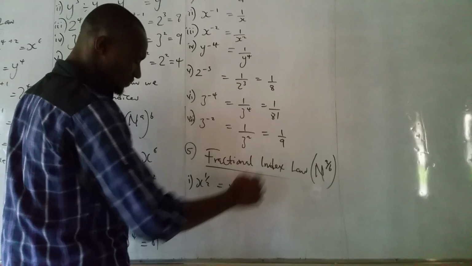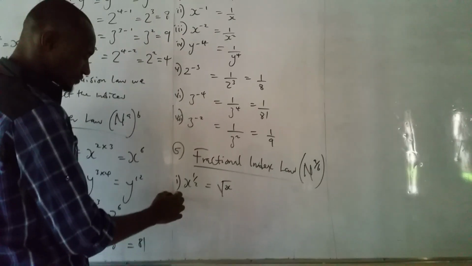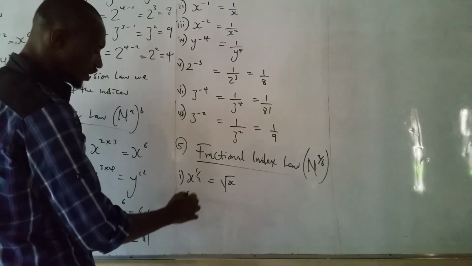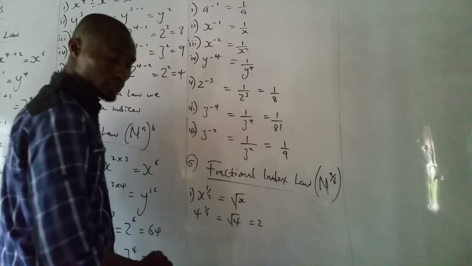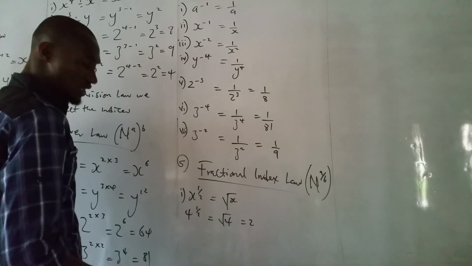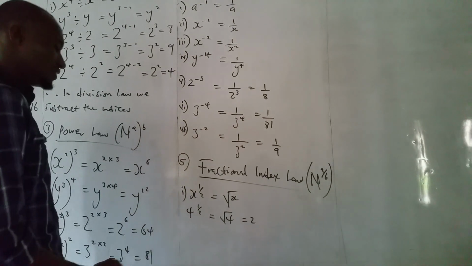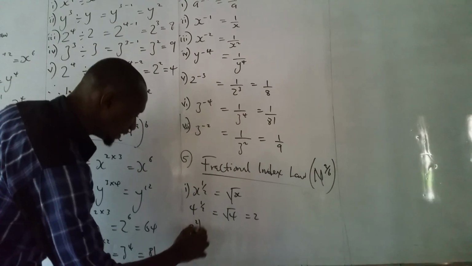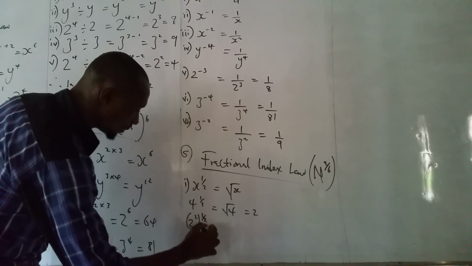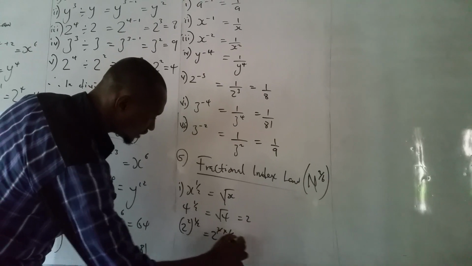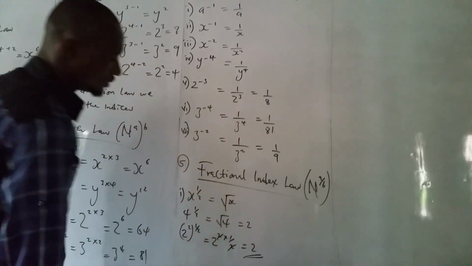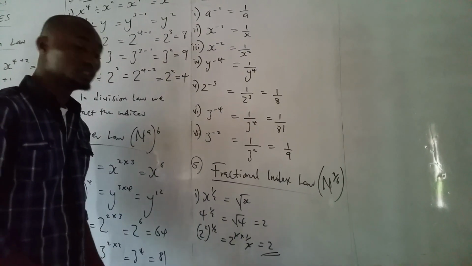With what? X. Now, under this, if you have 4 raised to power 1 over 2, this means the square root of 4, which is equal to 2. Since we are on indices, this means 2 squared, and this power is 2 squared times 1 over 2. This cancels this and equals 2. Do you understand that? I will have the same 2 here.